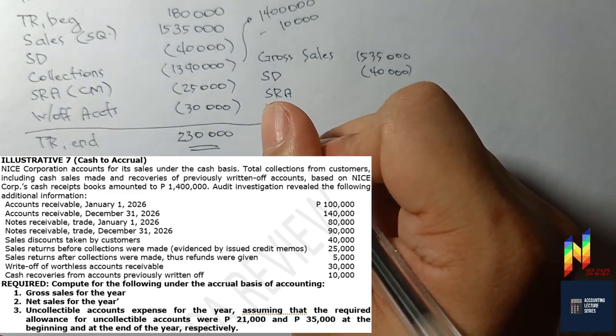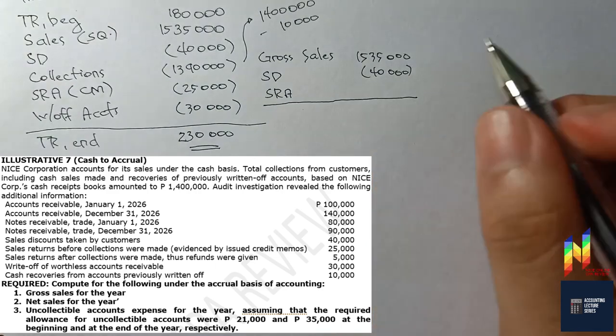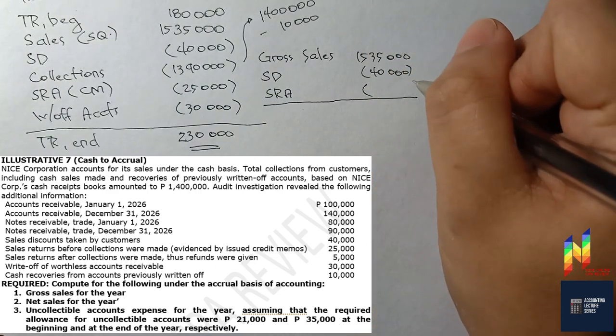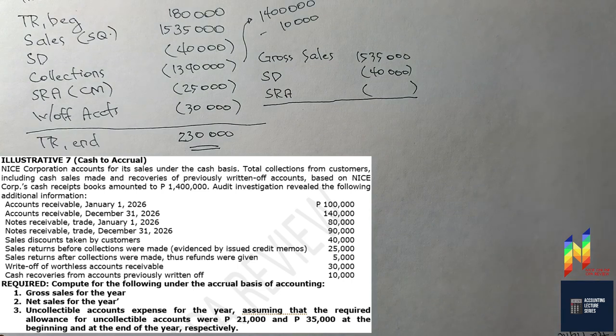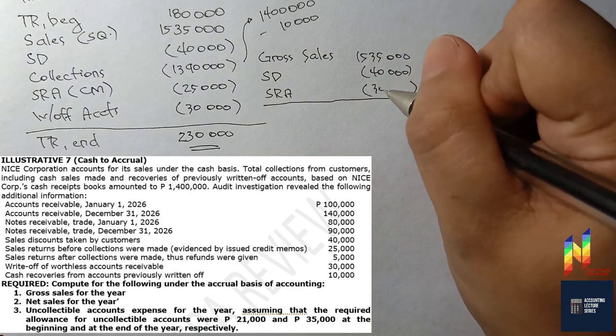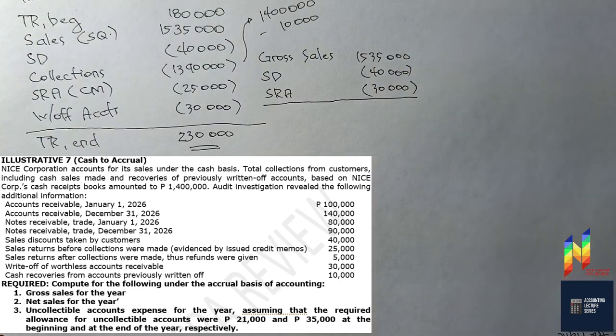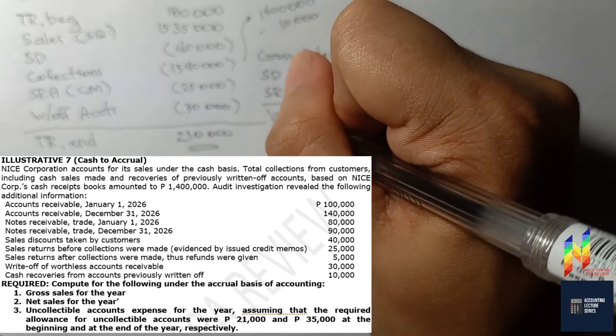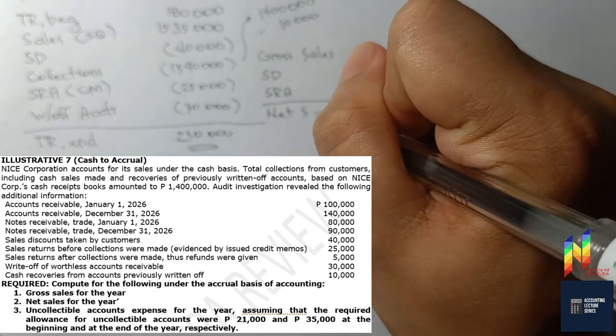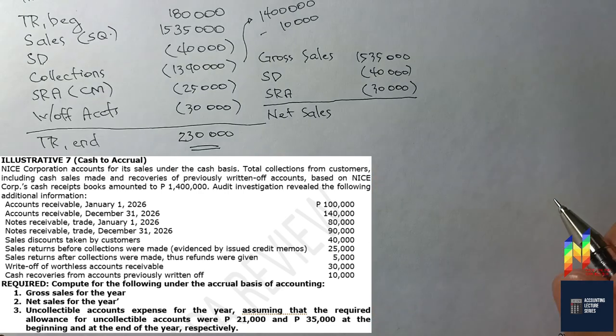And then, this time, as I said in my prior video, we don't care whether it's a credit memo or cash refunds. Meaning, the total sales returns and allowances will be deducted. And that's 25 plus 5, or that's equal to 30,000 pesos. So our net sales now will be equal to how much?